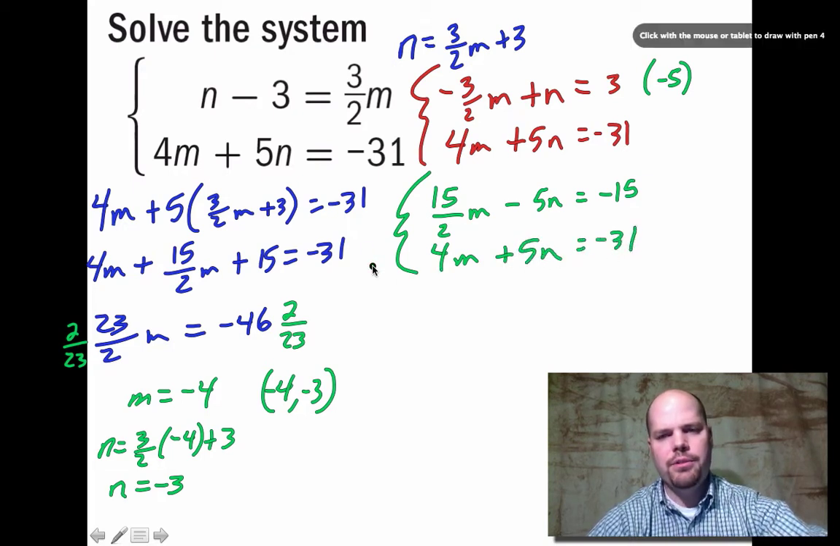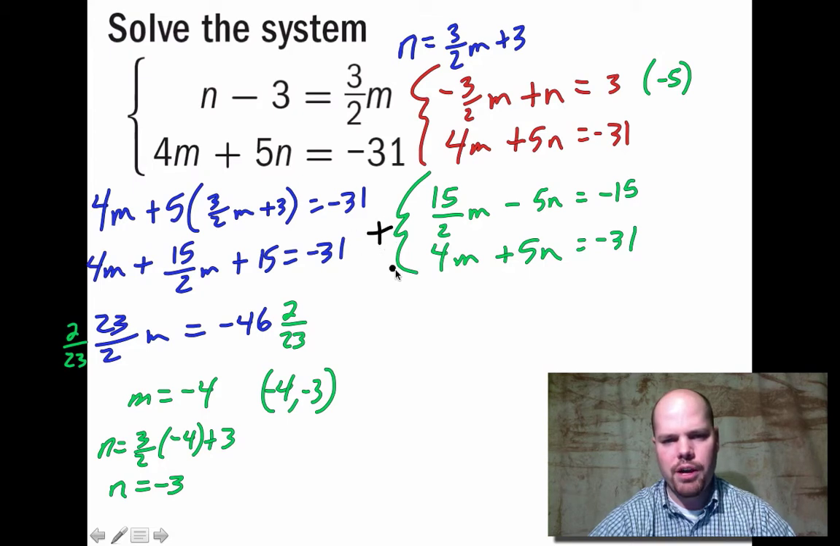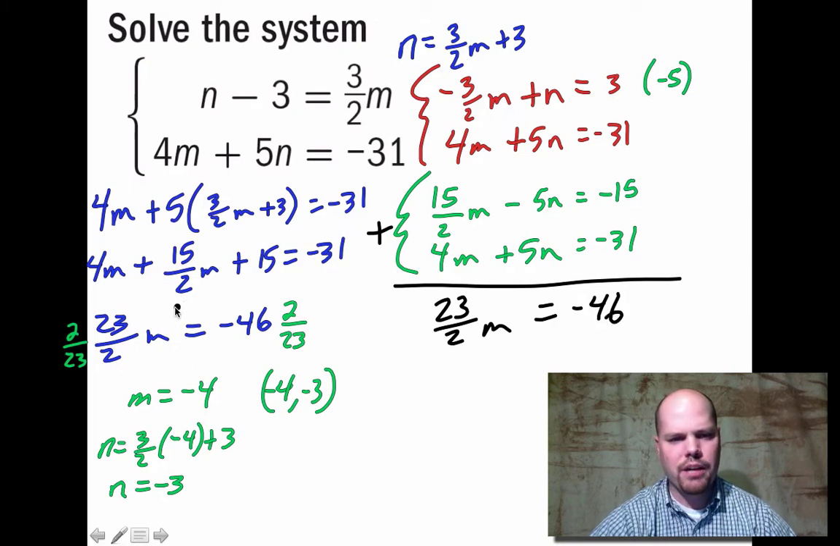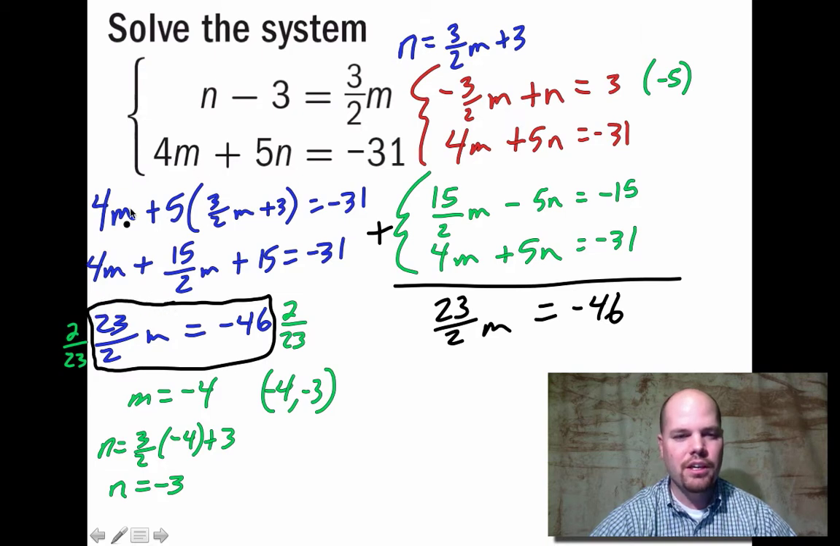Now go ahead and add those together because we've created a pair of opposites. We're going to get 15 halves m plus 4m. That's going to be 8 halves plus 15 halves. So that's once again our 23 halves m. Negative 5n plus 5n is gone. And then this would be negative 46. And then look where we're at. We're back where we were earlier in about 2 steps. So it's really going to get you in the same spot. It's just what first couple of steps you are going to use to get there.